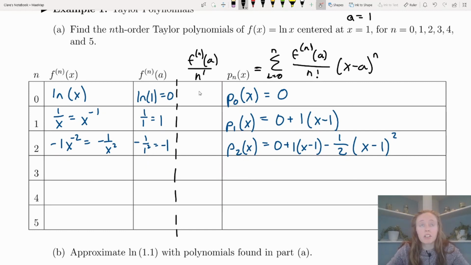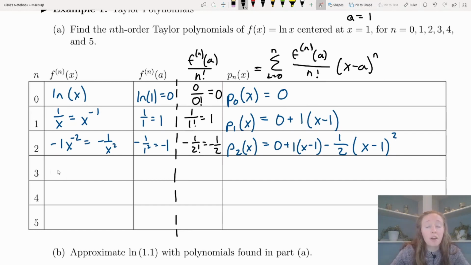So quickly, filling in those spots we've missed, 0 over 0 factorial, well, 0 factorial is 1, so that's where we got 0 from, because 0 divided by 1 is 0. And then 1 over 1 factorial, that's going to be 1. And then we got a negative 1 over 2 factorial, so that's where we got negative 1/2.